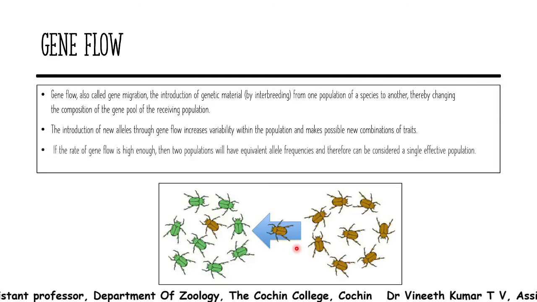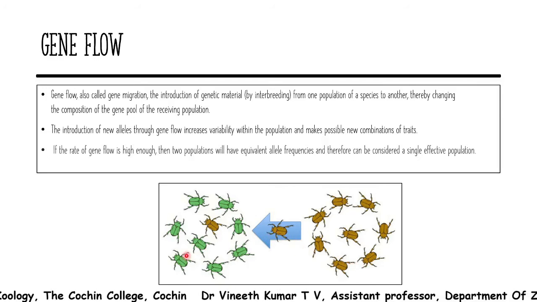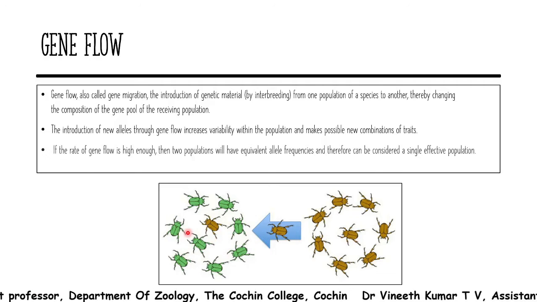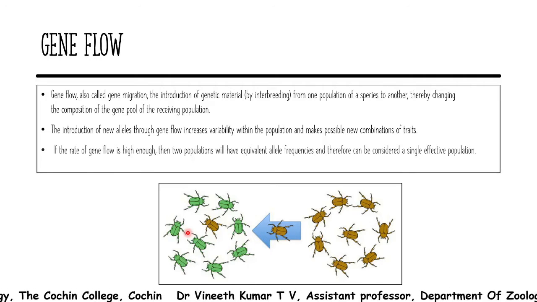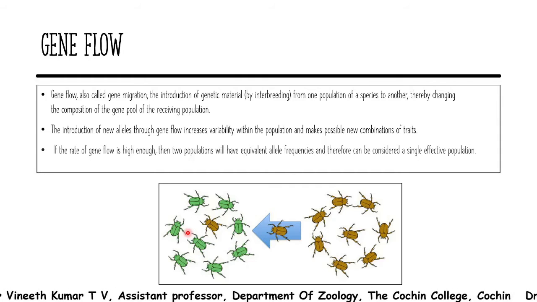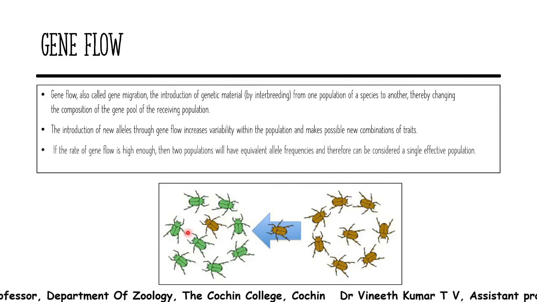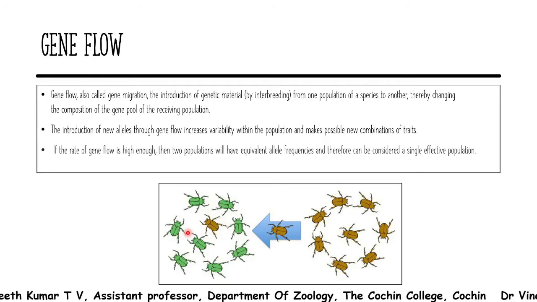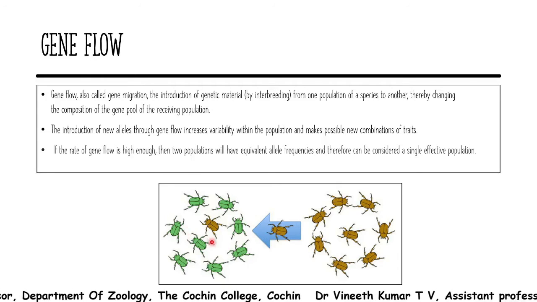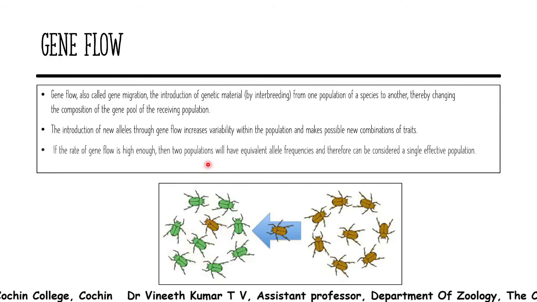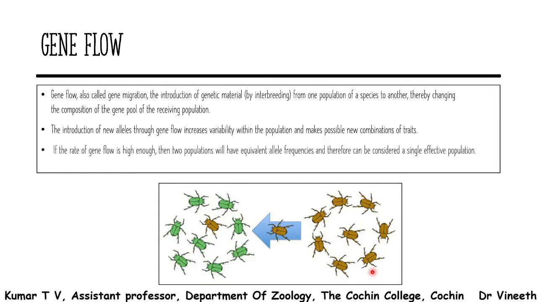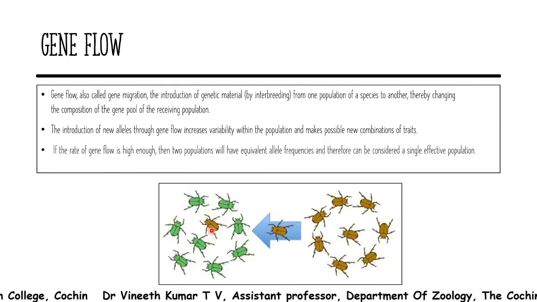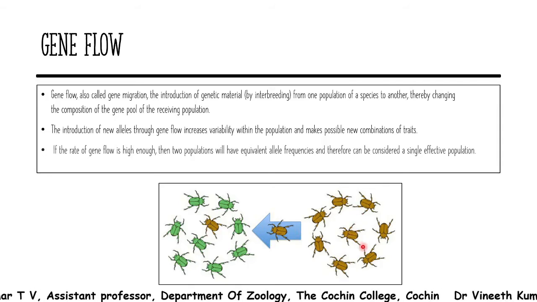But if gene flow or migration occurs, and as I said, migration is happening in both directions, after a long period of time the gene frequencies of these two populations will be the same. That means because this brown gene is being populated here, the same green gene is being populated here.